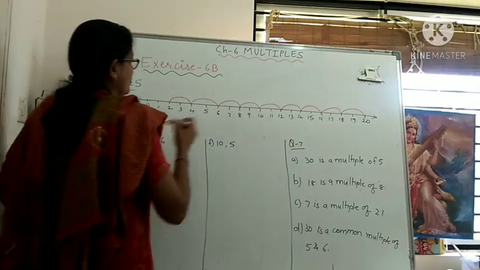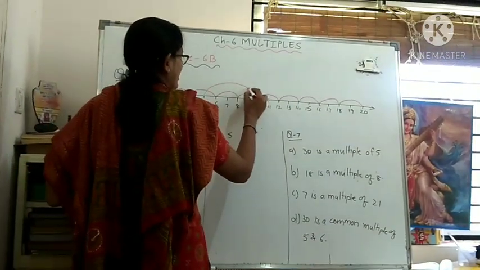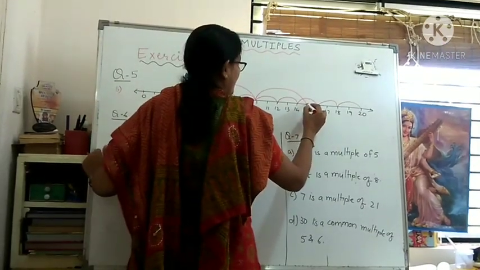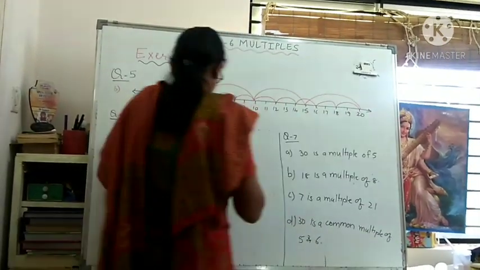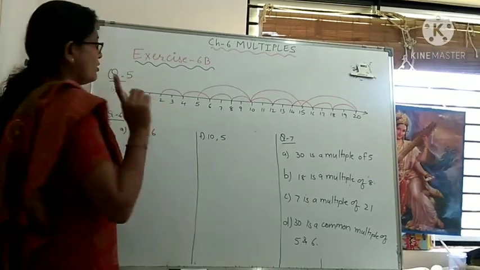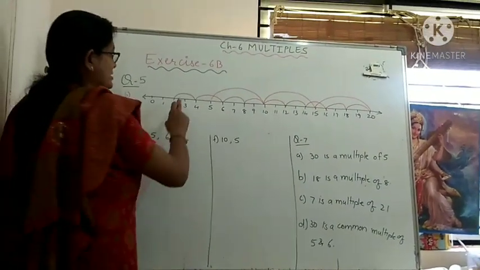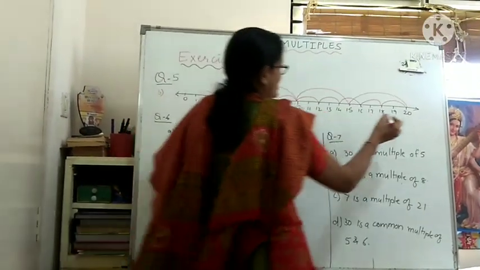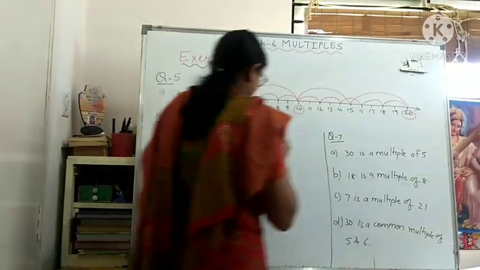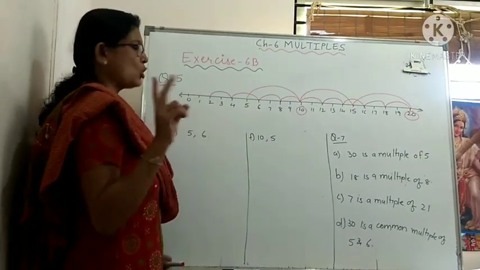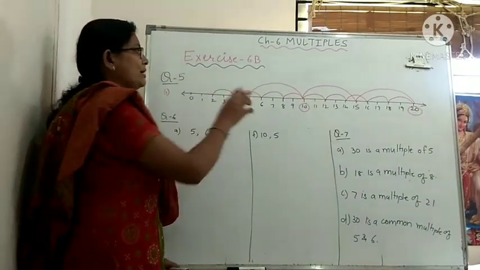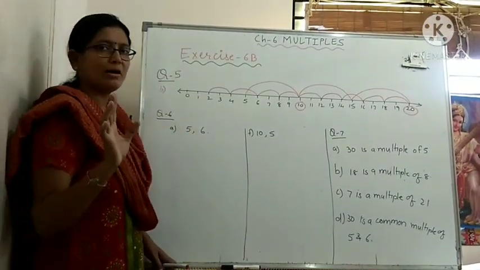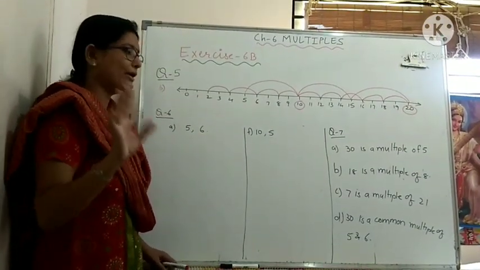Let us see the multiples of 5. 5, 10, 15, 20. Okay, so now you have to see where both the lines are meeting. See here, both lines are meeting on 10. So 10 is the first common multiple, and then 20 is the second common multiple. So the common multiples of 2 and 5 are 10 and 20. Clear? This way you have to use the number line for finding the common multiples.